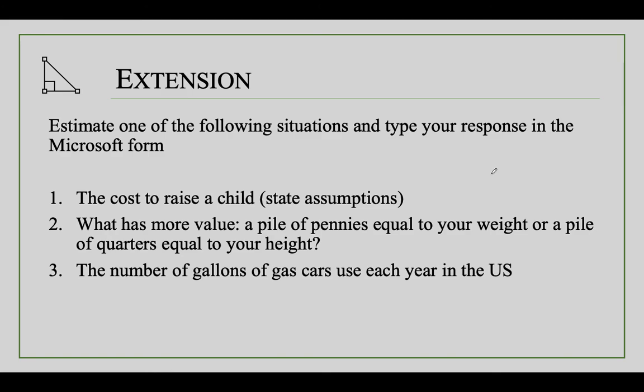So the first one is the cost to raise a child. The second is what has more value, a pile of pennies equal to your weight or a pile of quarters equal to your height, which doesn't really need assumptions, although you should probably state them, which is the value of a quarter and the value of a penny. And then number 3 is the gallons of gas cars use each year in the US.